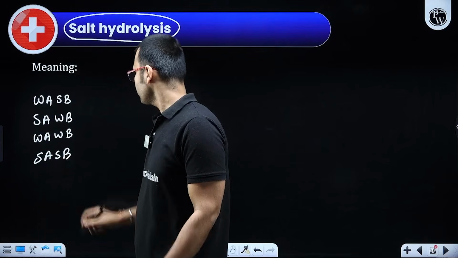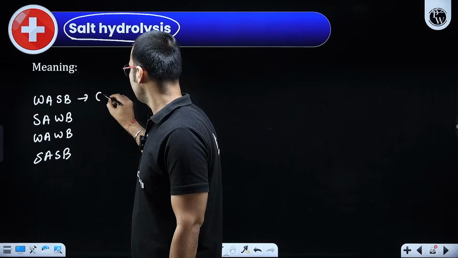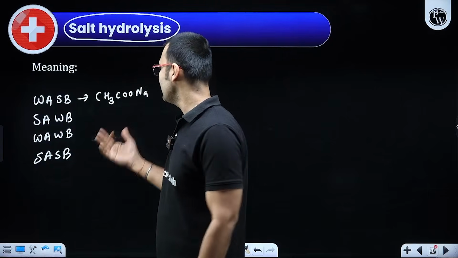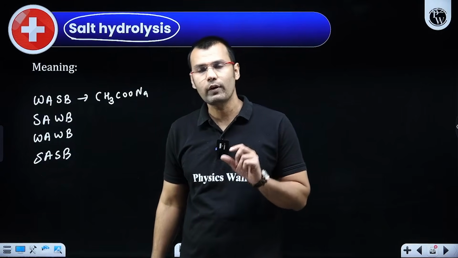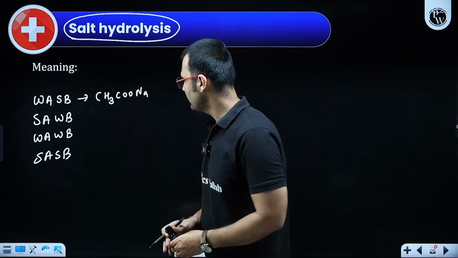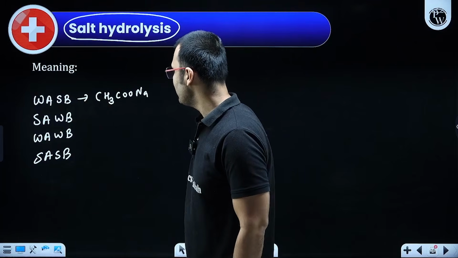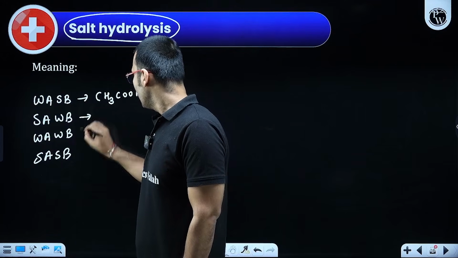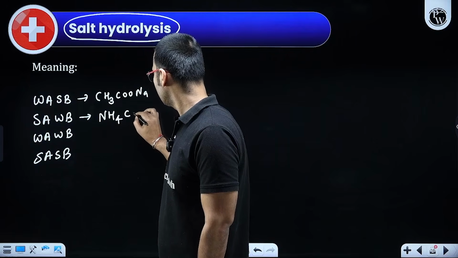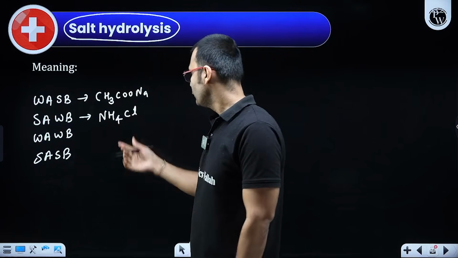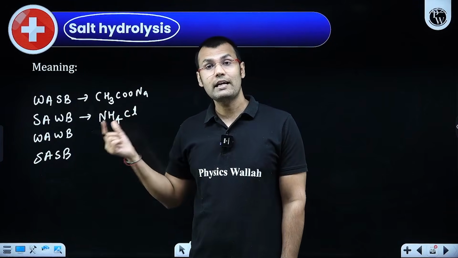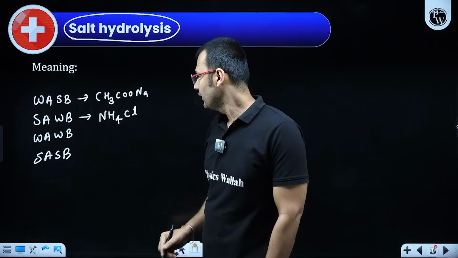For example, if you talk about sodium acetate, CH3COONa, sodium acetate is created due to the reaction between CH3COOH and NaOH. So weak acid and strong base react to give you this. So this is called a salt of weak acid, strong base. Similarly, if you talk about salts like NH4Cl, ammonium chloride, it is created by the reaction of ammonium hydroxide and HCl. Ammonium hydroxide is a weak base, HCl is a strong acid.